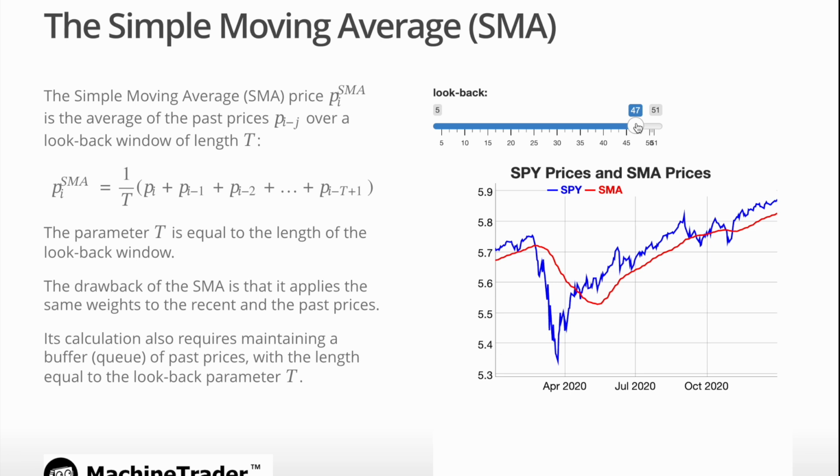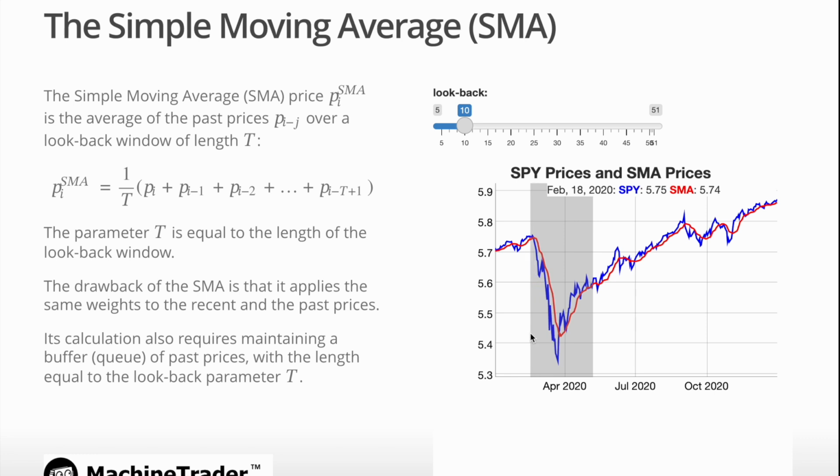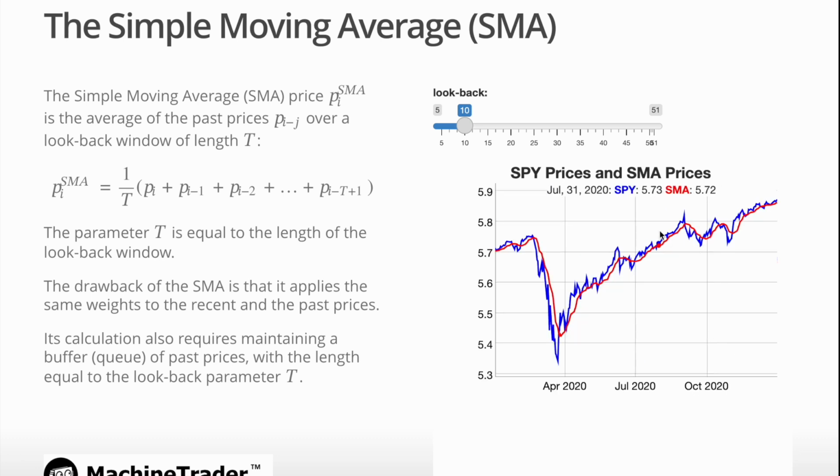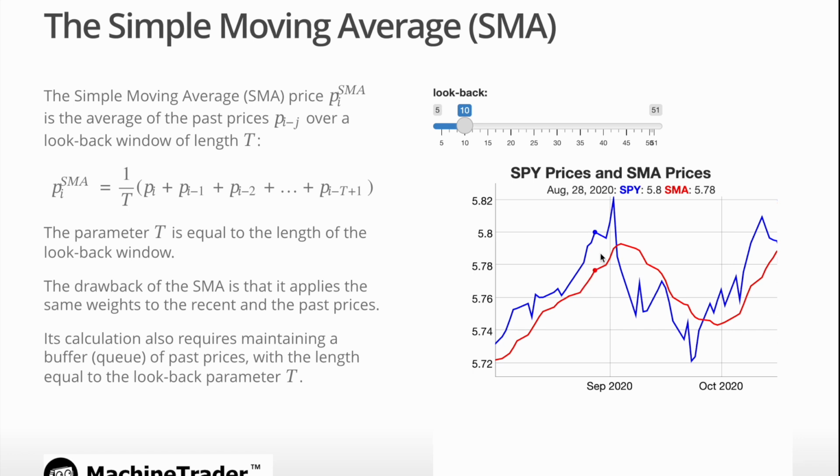So in order to remove some of the bias and lag, we can decrease the length of the look-back window. And we can see now that the moving average follows much closer to the SPY, but it also wiggles a lot more. So we can see that it may actually drop down and create some kind of false positives.